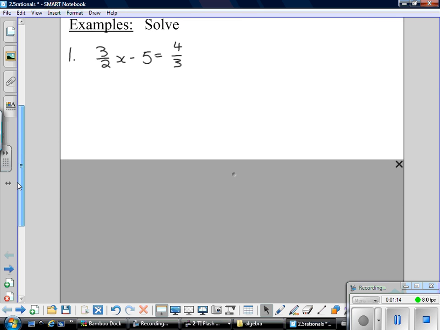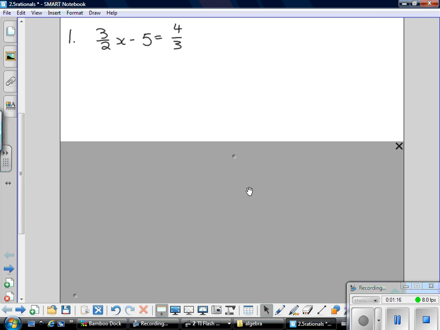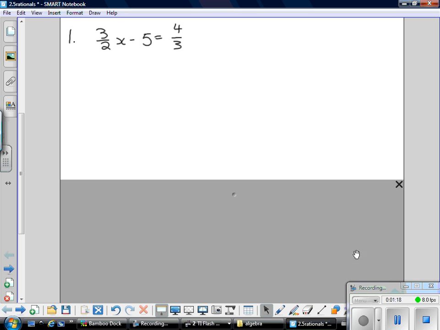The first question says solve, and you can see that we have 2/3 x minus 5 equals 4/3. Now, normally what we would do is add 5 to both sides, but then notice what happens. Then I've got 4/3 plus 5 and still have to solve for x. It's kind of a messy situation. So what we're going to do is go through those steps.